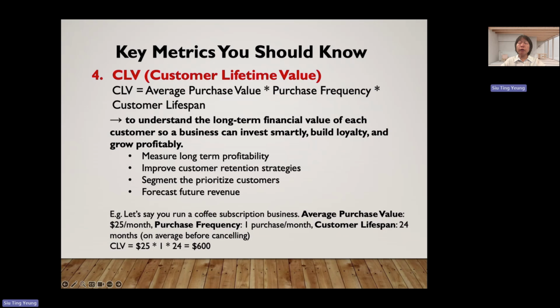So right now you have learned all these four metrics. They are the heartbeats of any small business. So don't worry about the maths. Try to focus on the meaning behind these metrics, right?